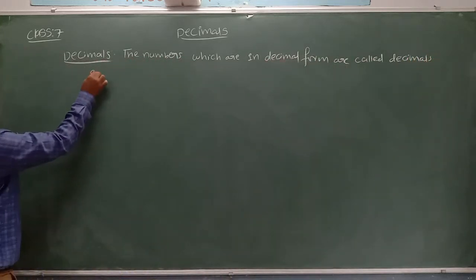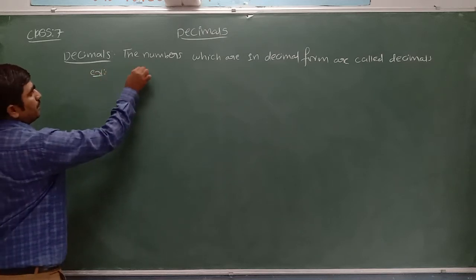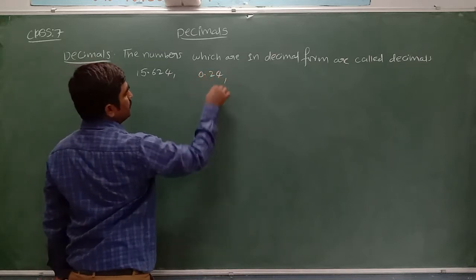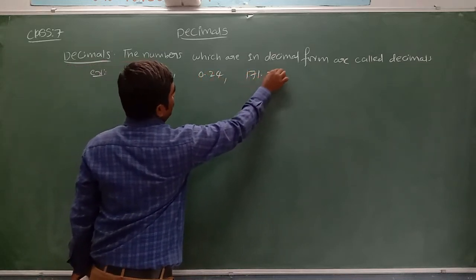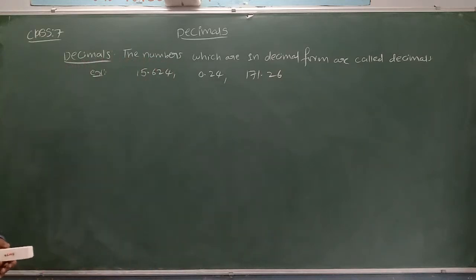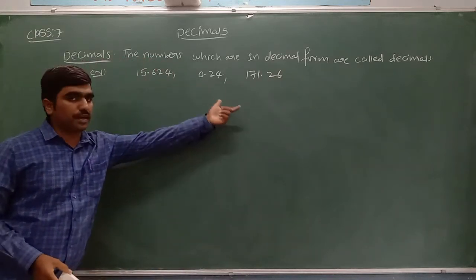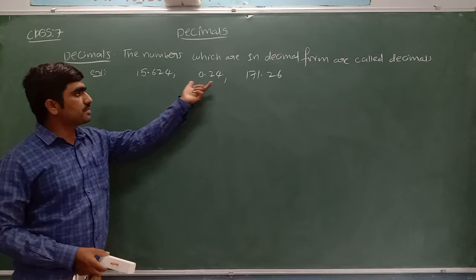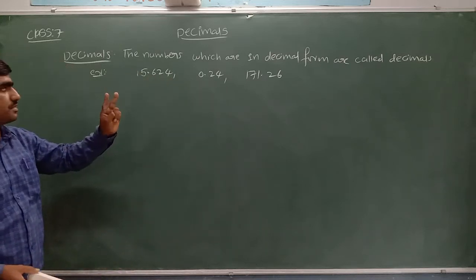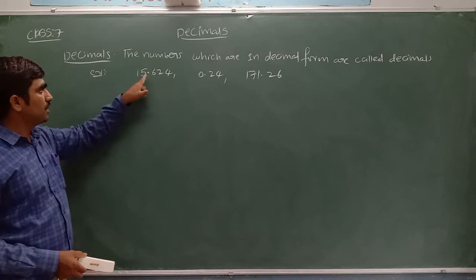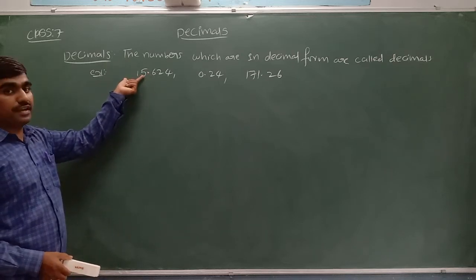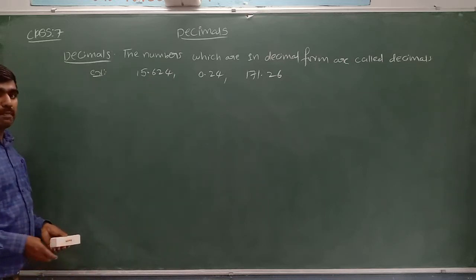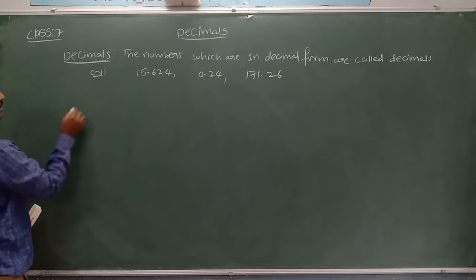Let's see some examples: 15.624, 0.24, 171.226. These are examples of decimals. The numbers which are in decimal form are called decimals. Now, in each decimal we can see two parts. Before the decimal point, we have the whole number part. After the decimal point, we have the decimal part. So every decimal has two parts.